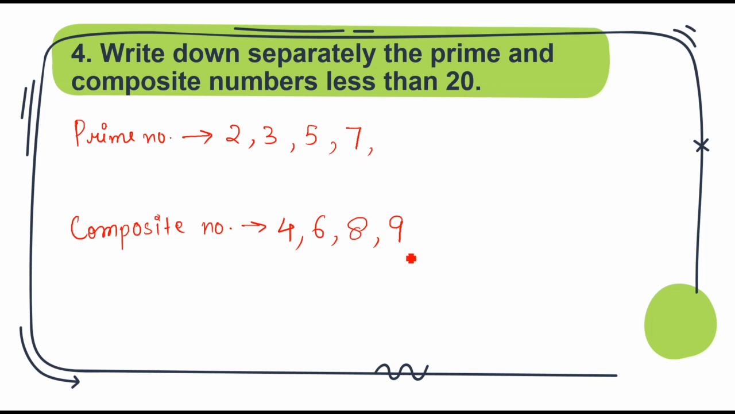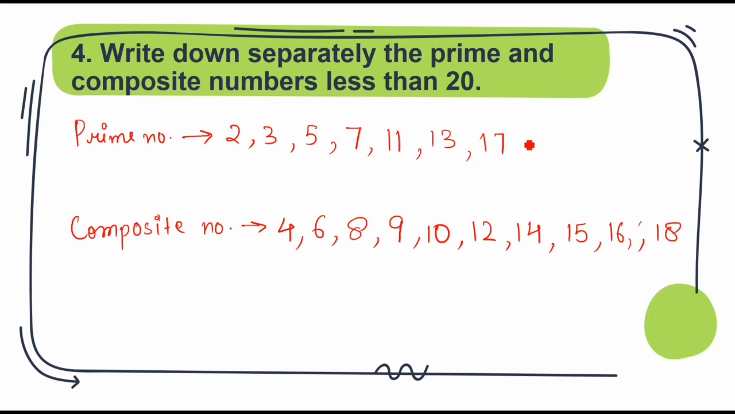Okay, then if I continue, 9 is done, then 10 is again a composite number, 11 is prime number, then 12 is composite number, 13 is again prime number, 14 is composite, 15 is composite, 16 is composite, 17 is prime number, then 18 is composite, and 19 is prime number. Okay, and we have to write less than 20, so we cannot take 20 in this list, so we have to stop at 19.